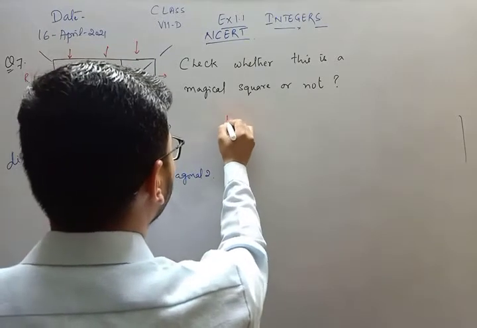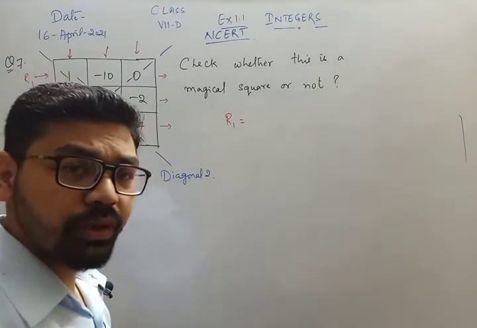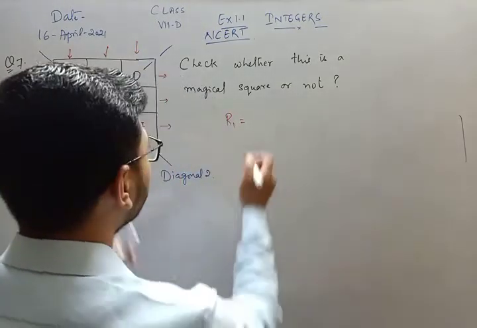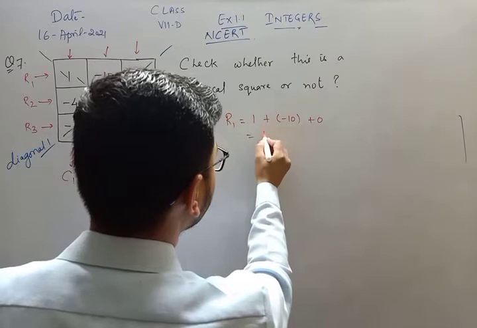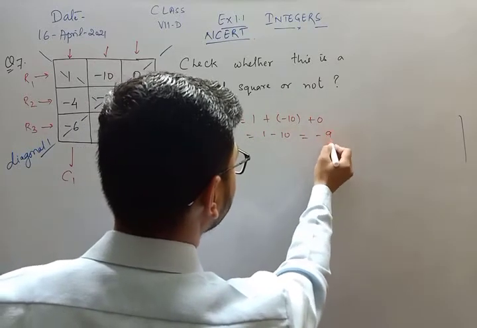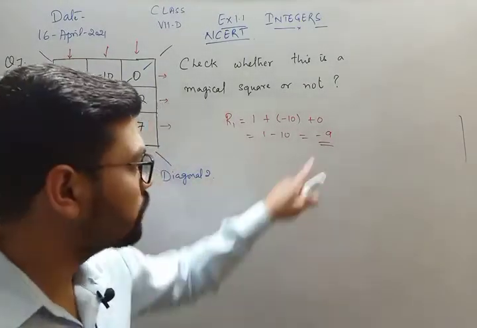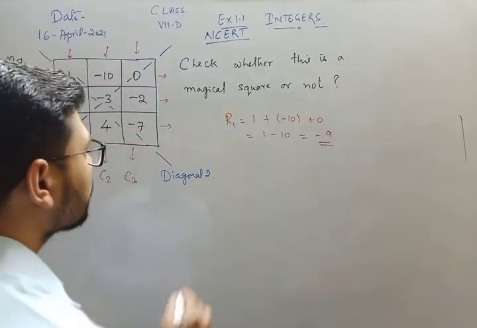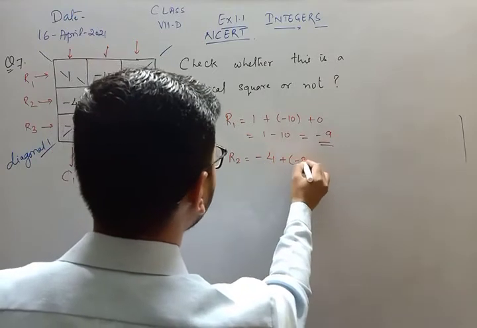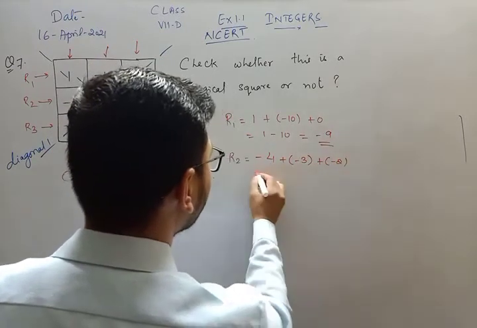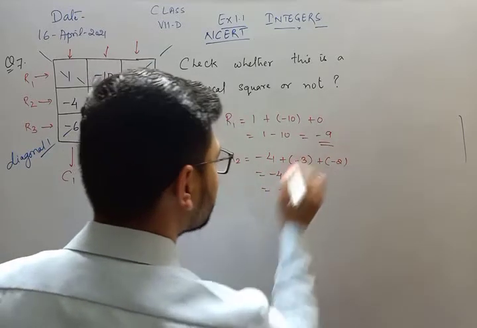Let's say I'm taking R1 first. I just need to add all the elements given in row 1. The elements given in row 1 are 1 plus minus 10 plus 0. 1 minus 10 is equal to minus 9, right? So the summation of all the elements in the first row is minus 9. Similarly, I need to check R2. Minus 4 plus minus 3 plus minus 2. So minus 4 minus 3 minus 2 is minus 9. Again the answer is minus 9.